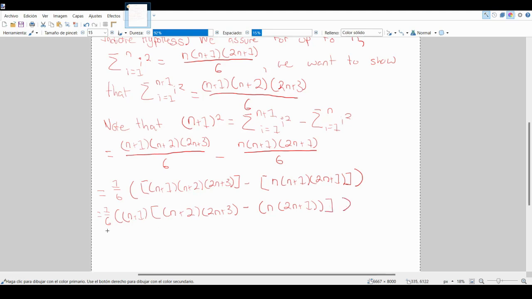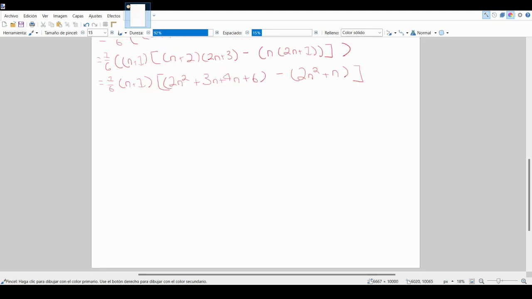And then we may expand these terms. So we have 1 over 6 times n plus 1 times, here we have 2n squared plus 3n plus 4n plus 6, I'll put brackets here, minus, then we have 2n squared plus n. We will continue simplifying our terms here.